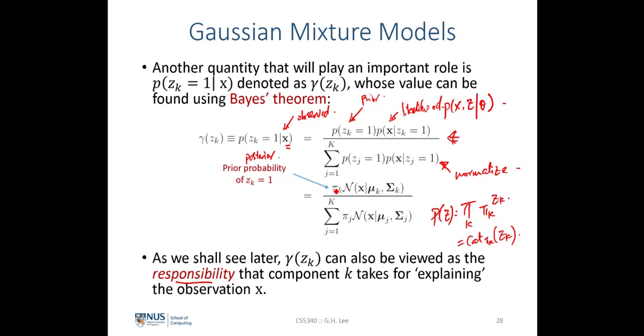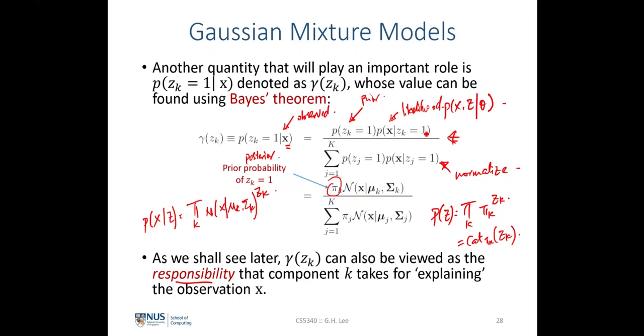It has a pi k, so we have this mixing coefficient here, as well as x conditioned upon zk equals to 1. If we recall, x conditioned upon z is actually equal to the same form of product over k of the normal distribution of x conditioned upon mu k, sigma k, raised to the power of zk.